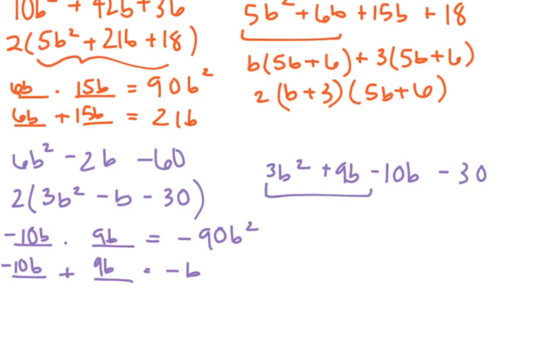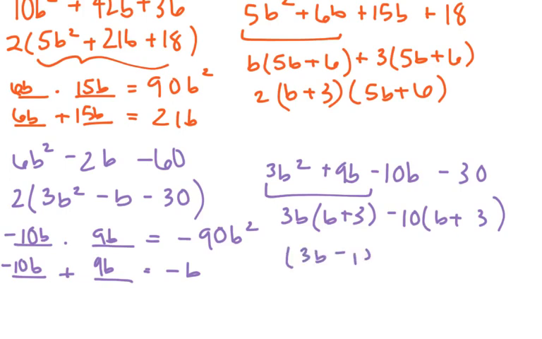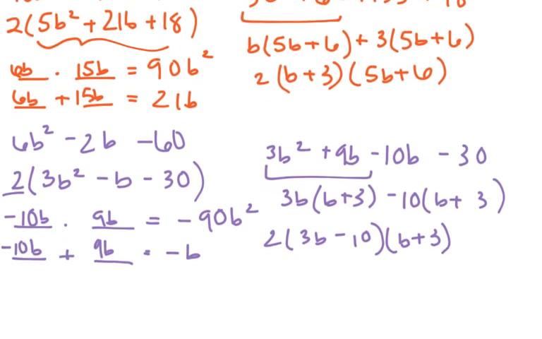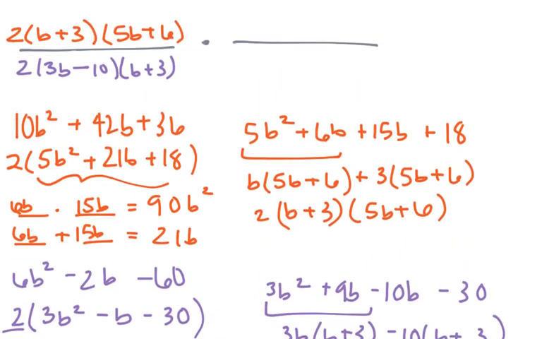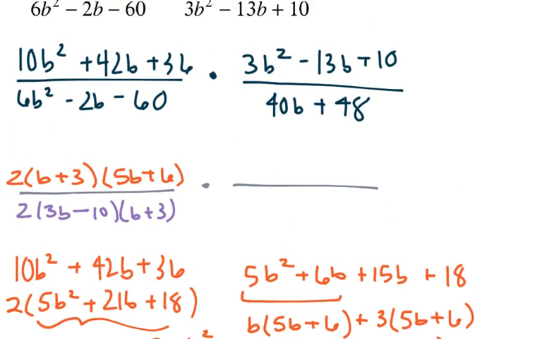Take a look at 3b squared and 9b. I can take out a 3b, and that leaves me with b plus 3. Negative 10b minus 30, I can take out a negative 10, and that leaves me with b plus 3. So my factors are going to be 3b minus 10 times b plus 3, keeping in mind we still have that 2. So let's put that up top. All right, so now we've got that in place.